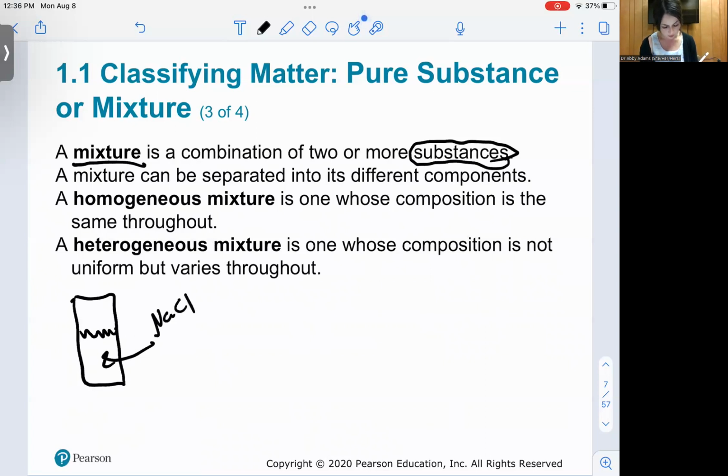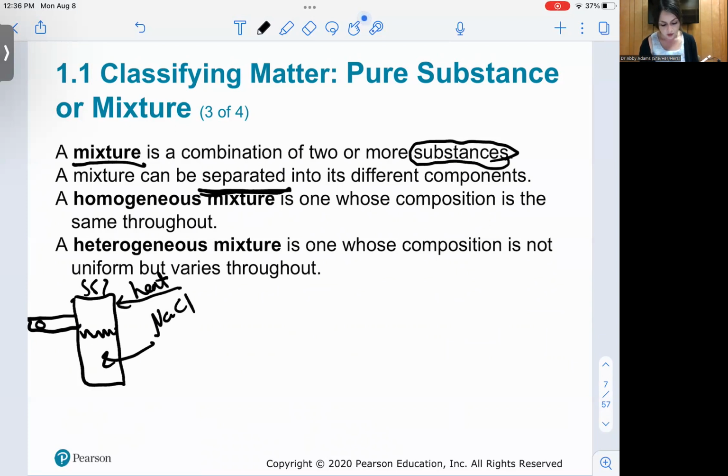So we add our salt to the water. But if we heat this, like if this is a little boiling pot, and we apply some heat, the water is going to evaporate, and we can separate these two quite easily, right? And so a mixture can be separated into its different components.